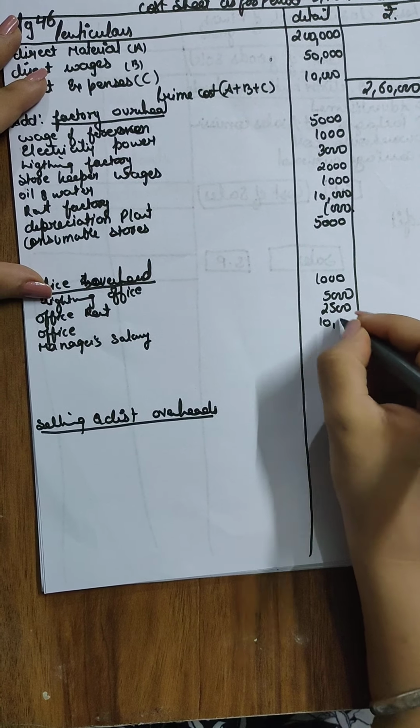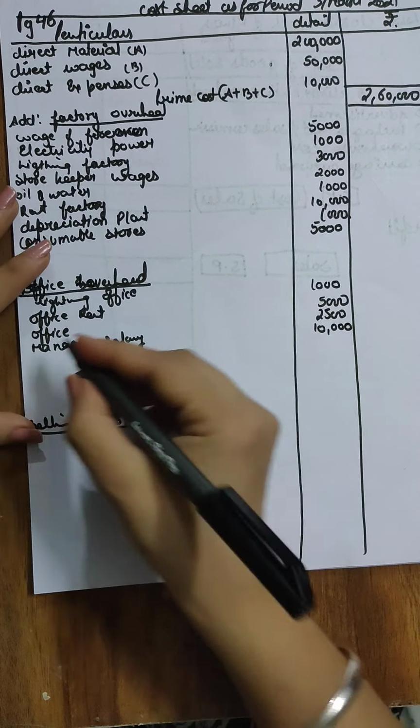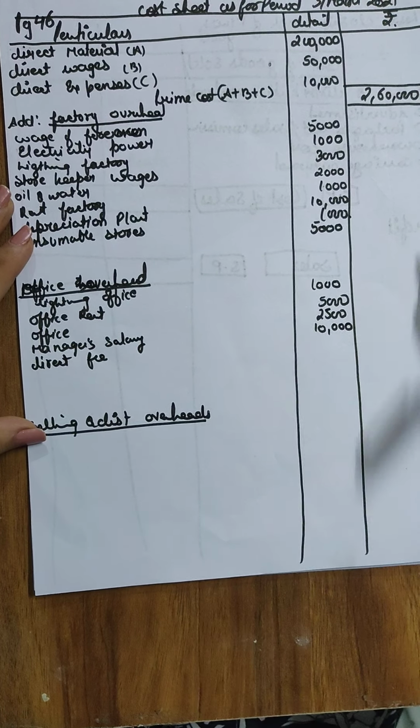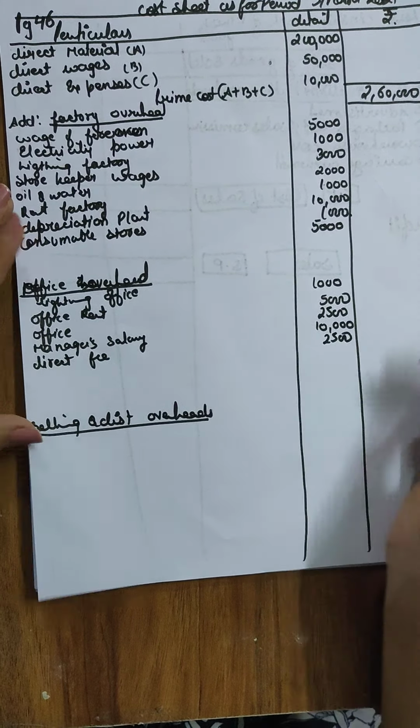Next thing is director's fees. So director's fee is again for one who is in the office. So I'm going to write it down under the office overhead. Director's fee is given to me as 2,500. So with this, one part of the question is over. Let's move to the next one.